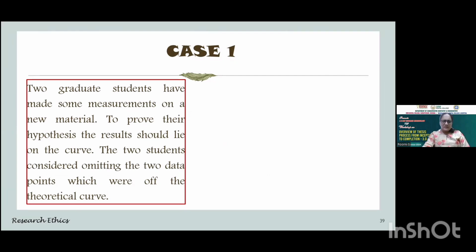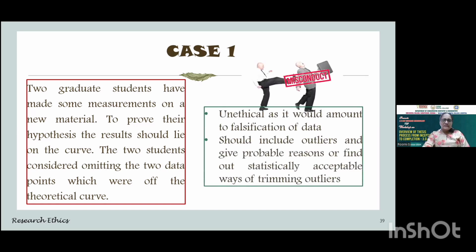Can we omit certain data and then evaluate only those which are actually falling within the curve? Can we do that actually? No. It is unethical because it would amount to the falsification of the data.